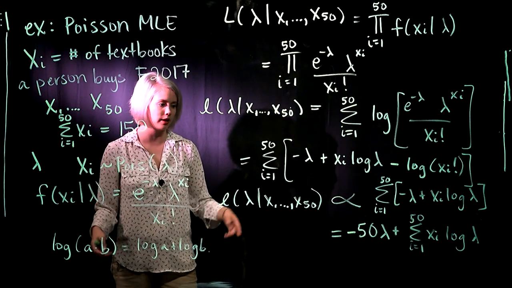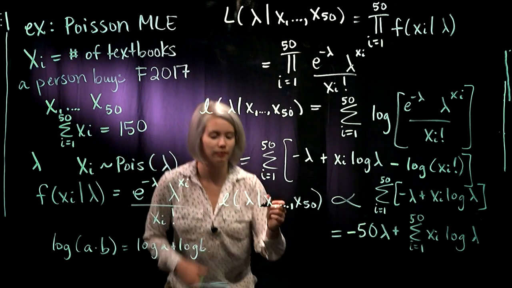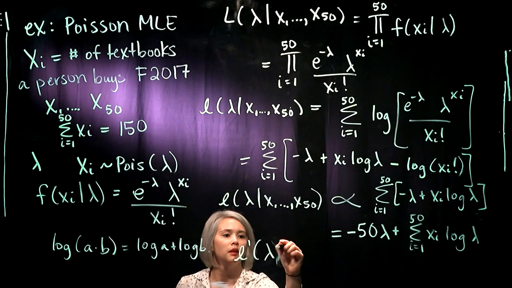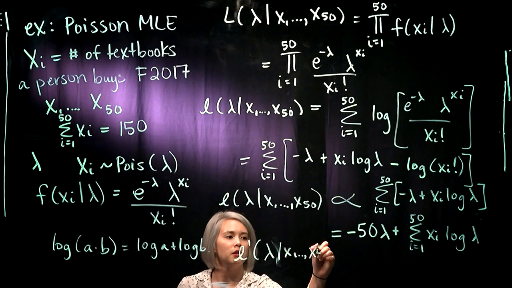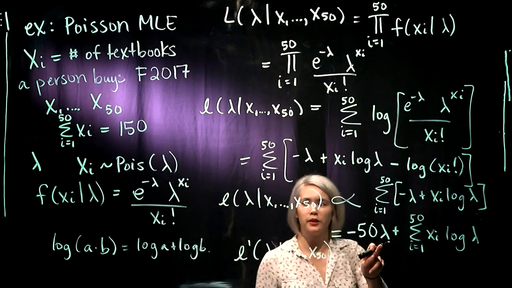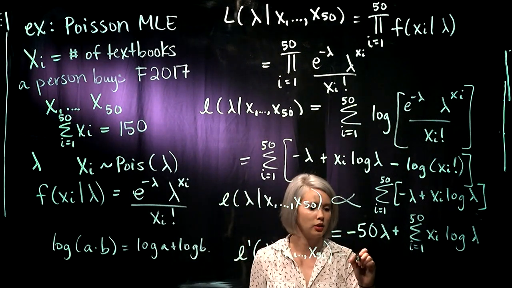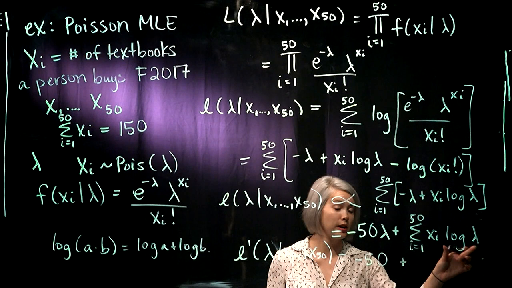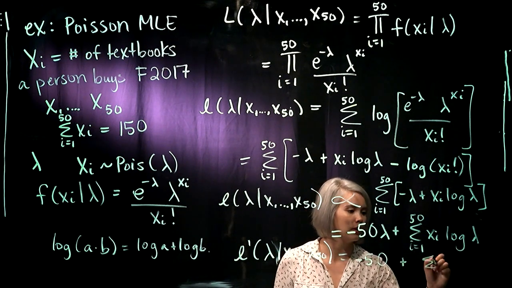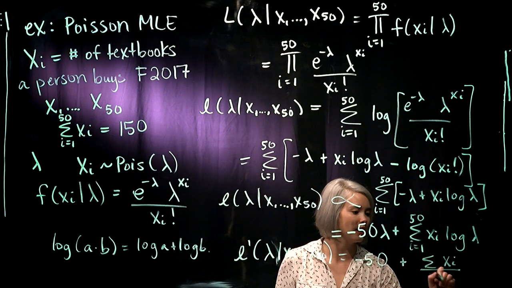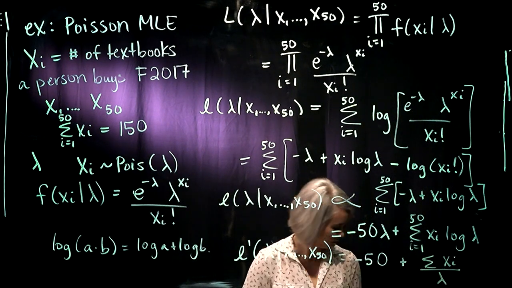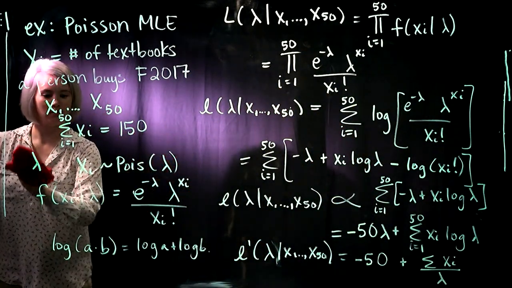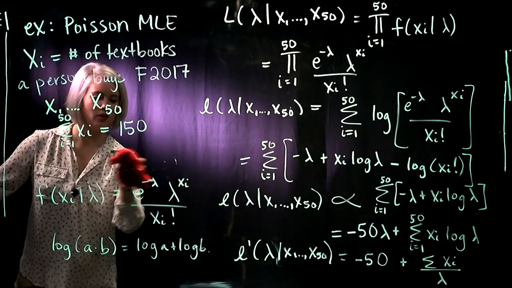Now we know if we're doing maximum likelihood, we have to go ahead and take the derivative with respect to lambda. Okay, derivative of lambda with respect to lambda, easy. So we end up with just the constant, which is negative 50. And then we have constant times log lambda. We're taking the derivative, so we have sum of the xi's divided by lambda. Okay, so we have that derivative with respect to lambda. Now we can go ahead, set that equal to 0, and solve for lambda.